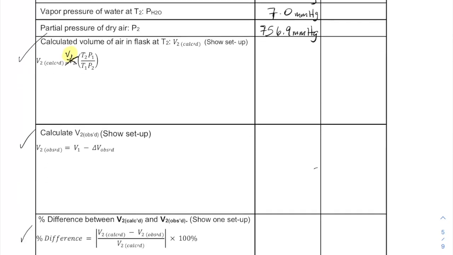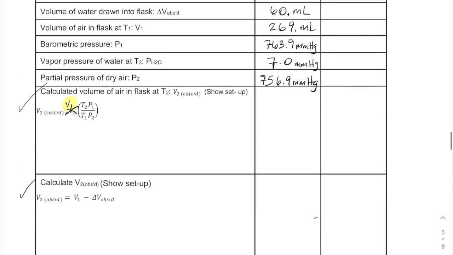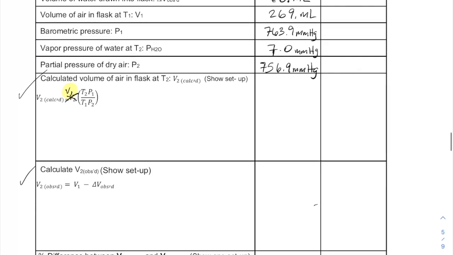This is the formula you want to use for the percent difference. This right here is absolute value. Okay, so you're going to follow this formula here to calculate V2 calculated. Make sure you change this to V1. I highlighted it. It's V1. And this is the formula you're going to use to calculate V2 absorbed. Okay, V1 minus delta V absorbed.